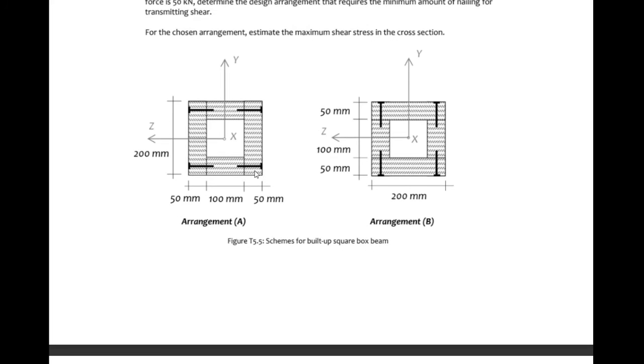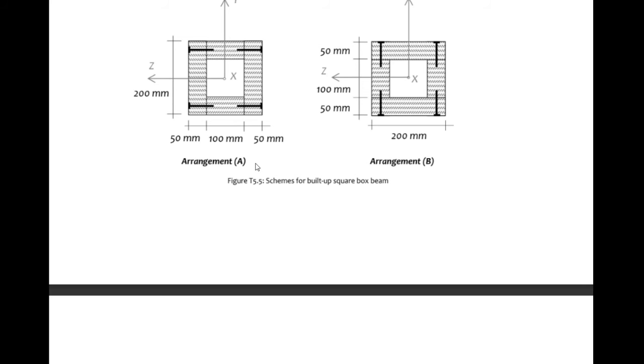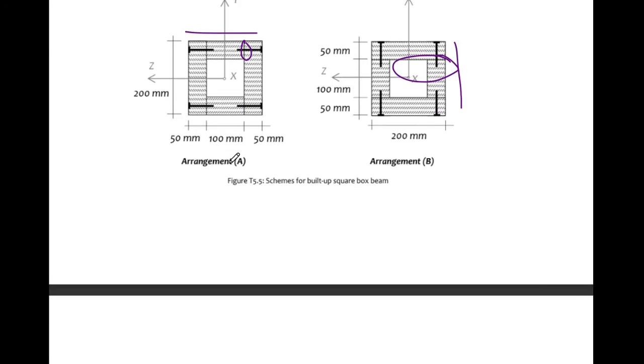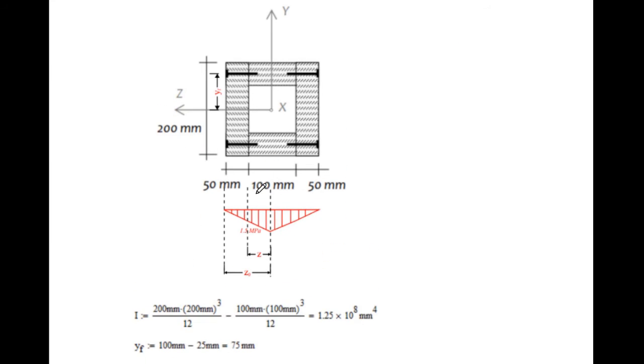So we can get a rough idea of which arrangement will be better from the concept only. If we nail like this, the nail will feel shear at this point here. And if you nail like this, as in arrangement B, then our nail will feel shear at this point. So the shear variation along this direction and in this direction are different. Let me show you the graph of variation of shear.